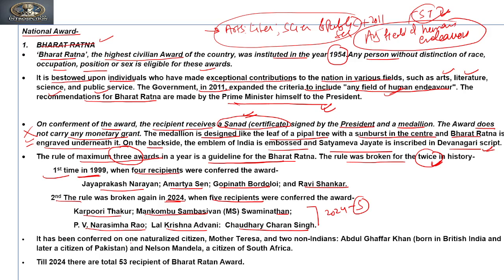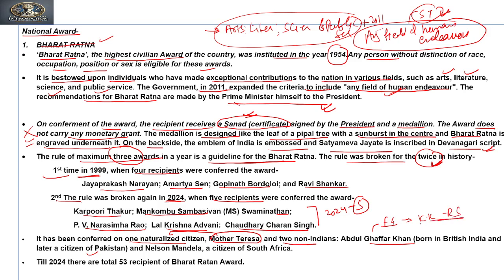It has been conferred on one naturalized citizen, that is Mother Teresa. So Mother Teresa acquired citizenship of India through naturalization, and 2 non-Indians: Abdul Ghaffar Khan, born in British India and later a citizen of Pakistan, also known as Frontier Gandhi, who started the Khudai Khidmatgar movement or Red Shirt movement.